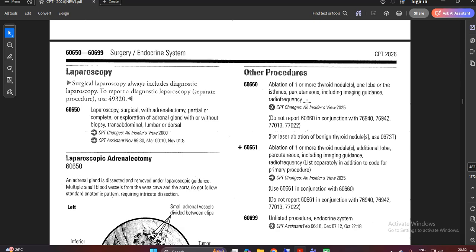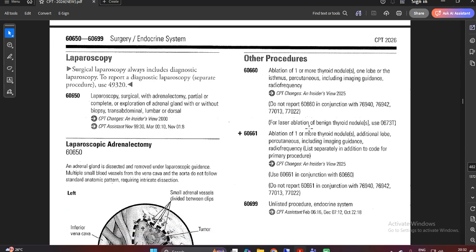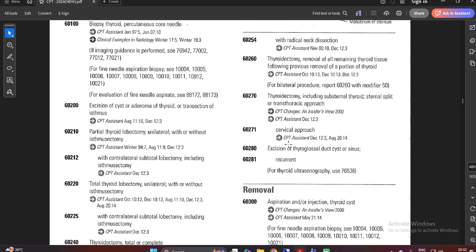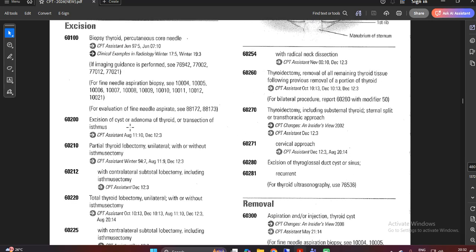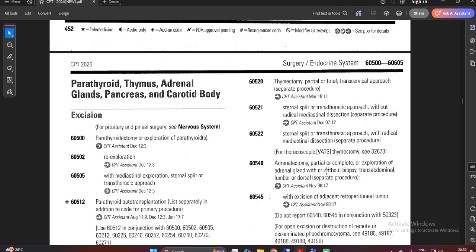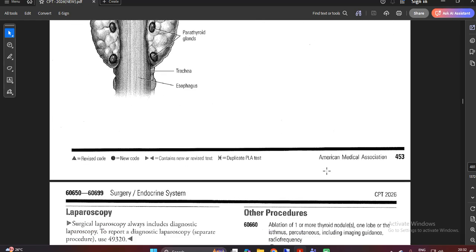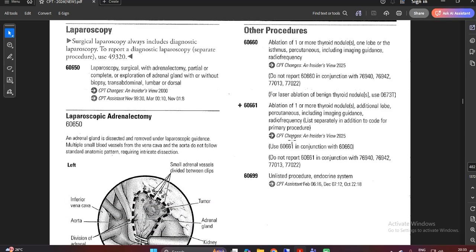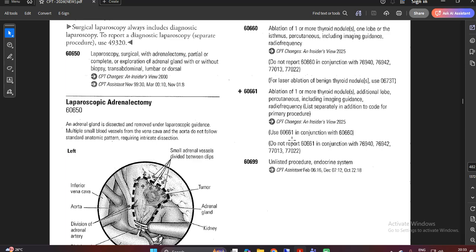So other procedure, 60660, ablation of one or more thyroid nodules, one lobe or the isthmus, percutaneous, including imaging guidance, radio frequency. If the patient performs ablation of thyroid nodule. Previously we have seen excision, correct? Here we have excisions of cyst or adenoma of thyroid or transection of isthmus. So this is for ablation of thyroid nodule. That time 60660. Your key term to use this code is radio frequency ablation. If the patient performs laser ablation, use code 0673T.